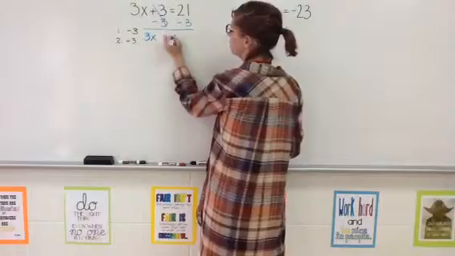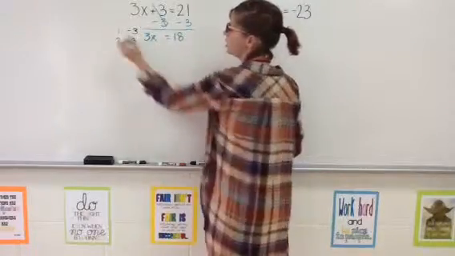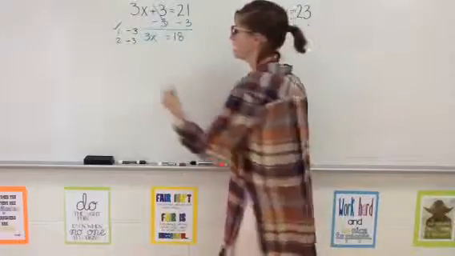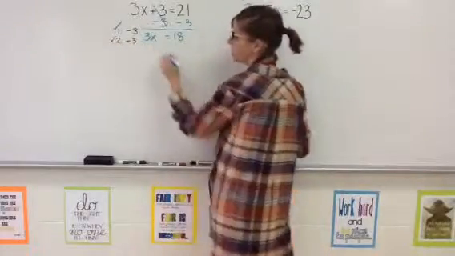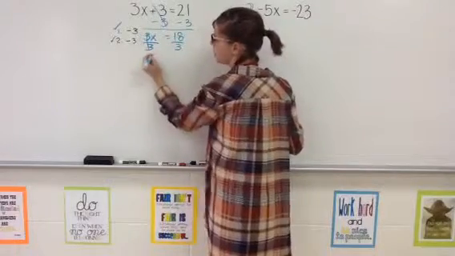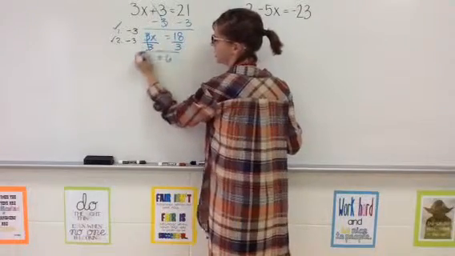Zeroes out, and 3x equals 18. So I did step 1, subtracted 3. It's implied that you're doing it to both sides. Then I'm going to divide both sides by 3. That becomes 1 whole, and x is equal to 6.